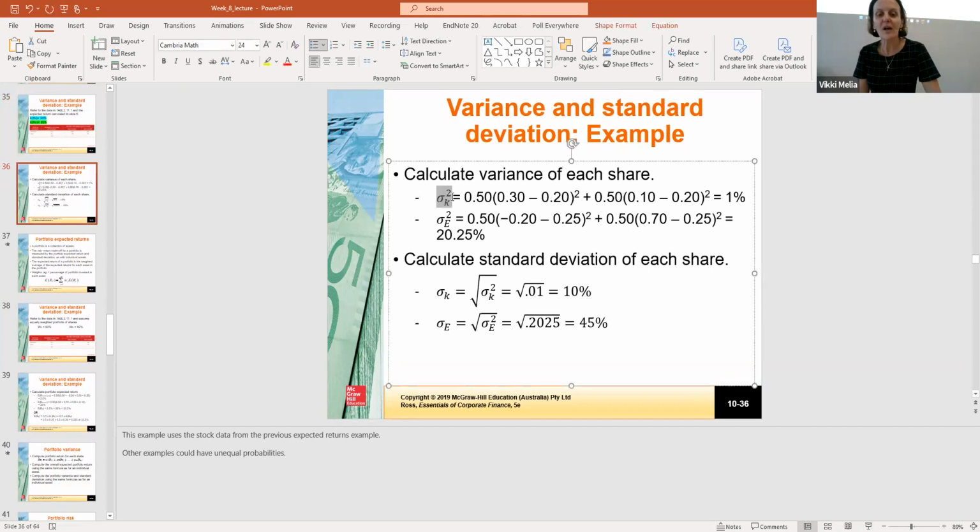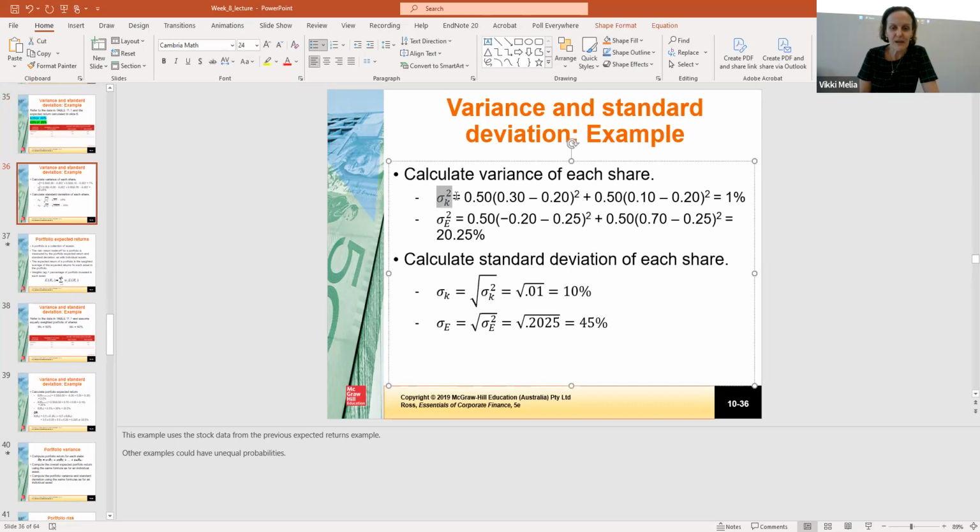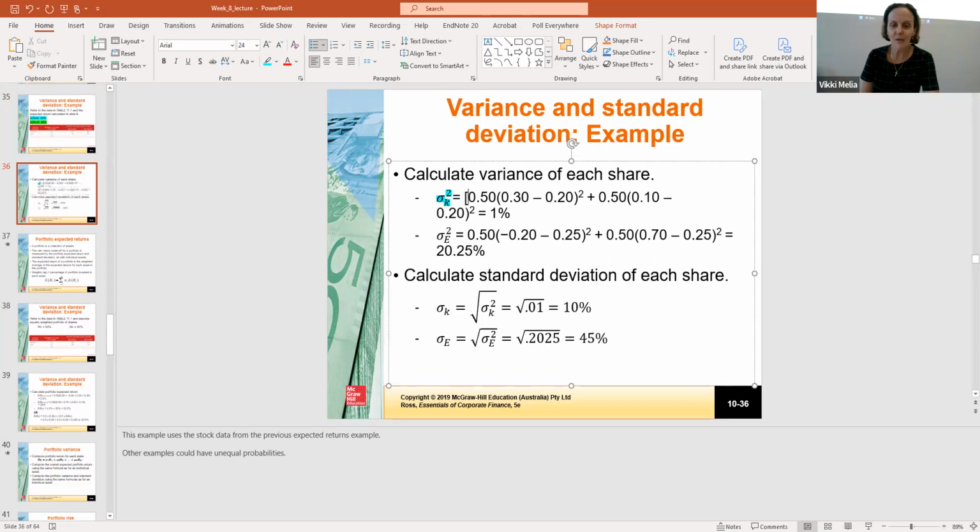So the first one that we're calculating is Kiwi. So I did Kiwi as blue. So let's make this blue for Kiwi. So we're going to calculate the variance for Kiwi. So the variance is the sum of the probability multiplied by the difference squared.